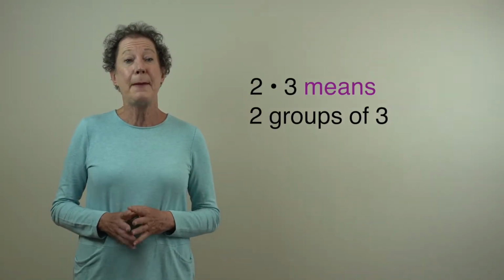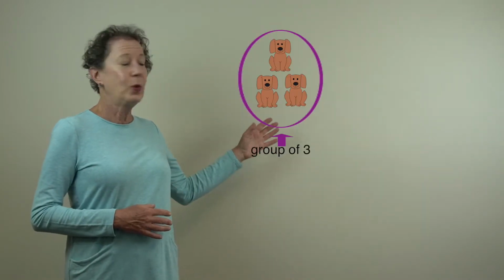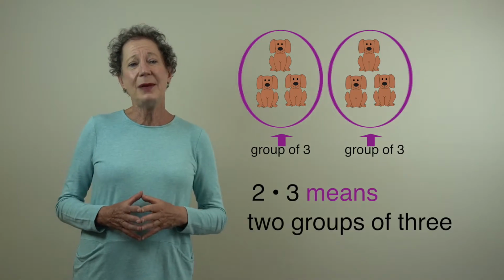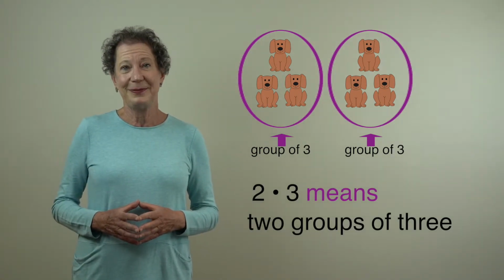2 times 3 means 2 groups of 3. Here's a picture of that. 1 group of 3, 2 groups of 3. 2 times 3 equals 6, but it means 2 groups of 3. I see that multiplication means groups of. Yes, multiplication means groups of.